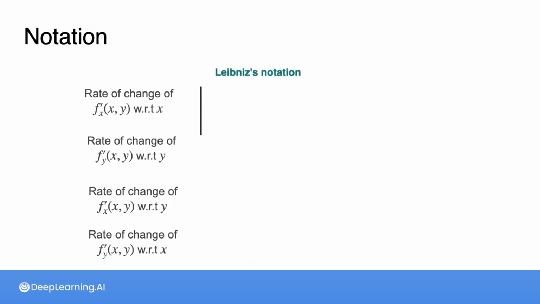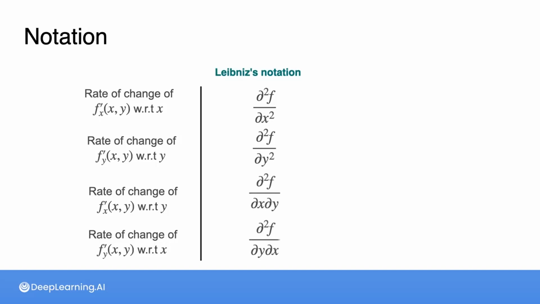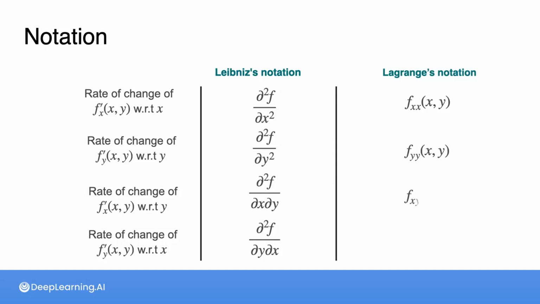In Leibniz notation, we can write this as del squared f over del x squared, del squared f over del y squared, and for the other two, del squared f over del x del y, and del squared f over del y del x. In Lagrange notation, we get fxx, fyy, fxy, and fyx.